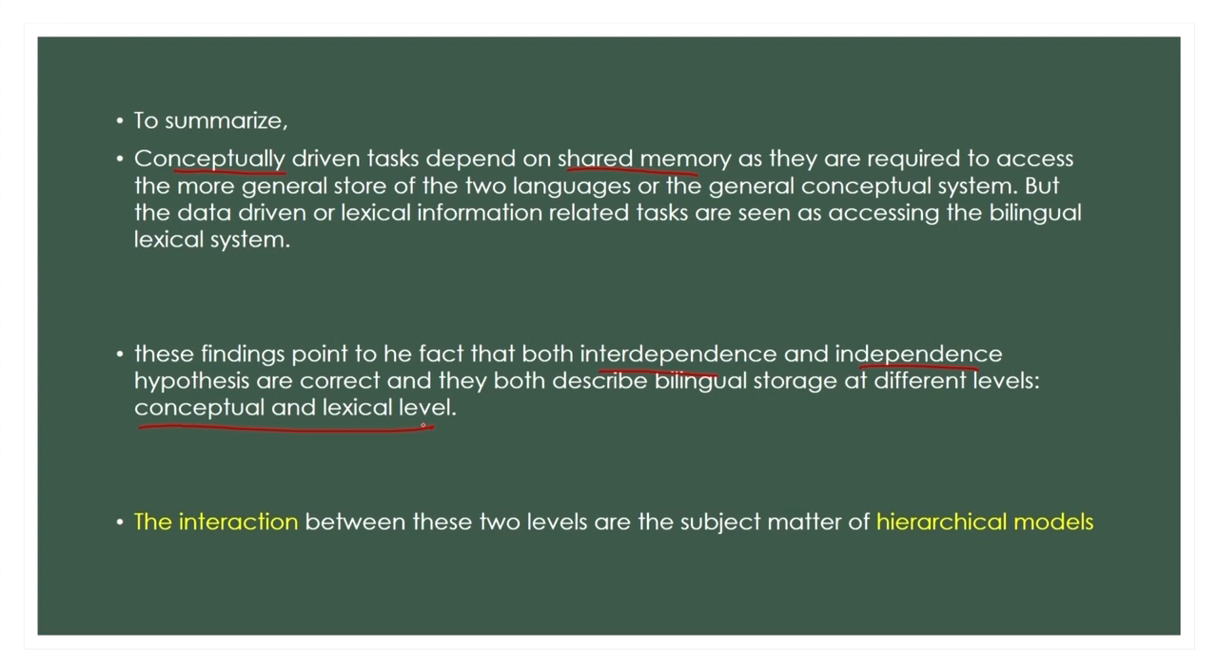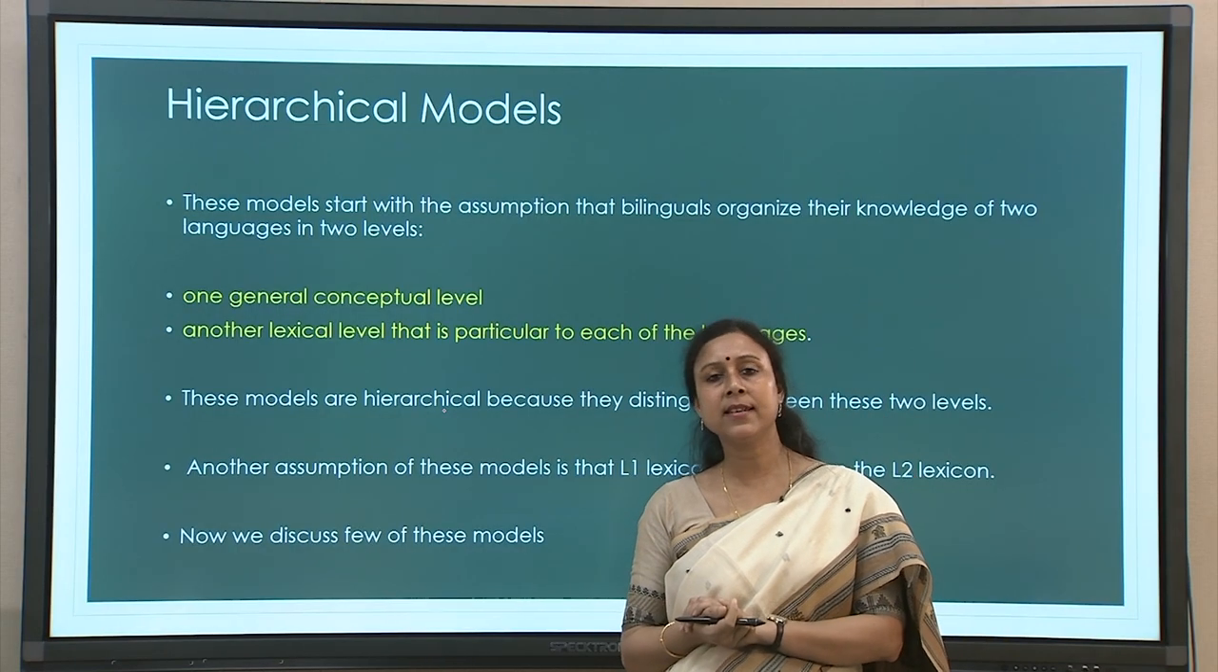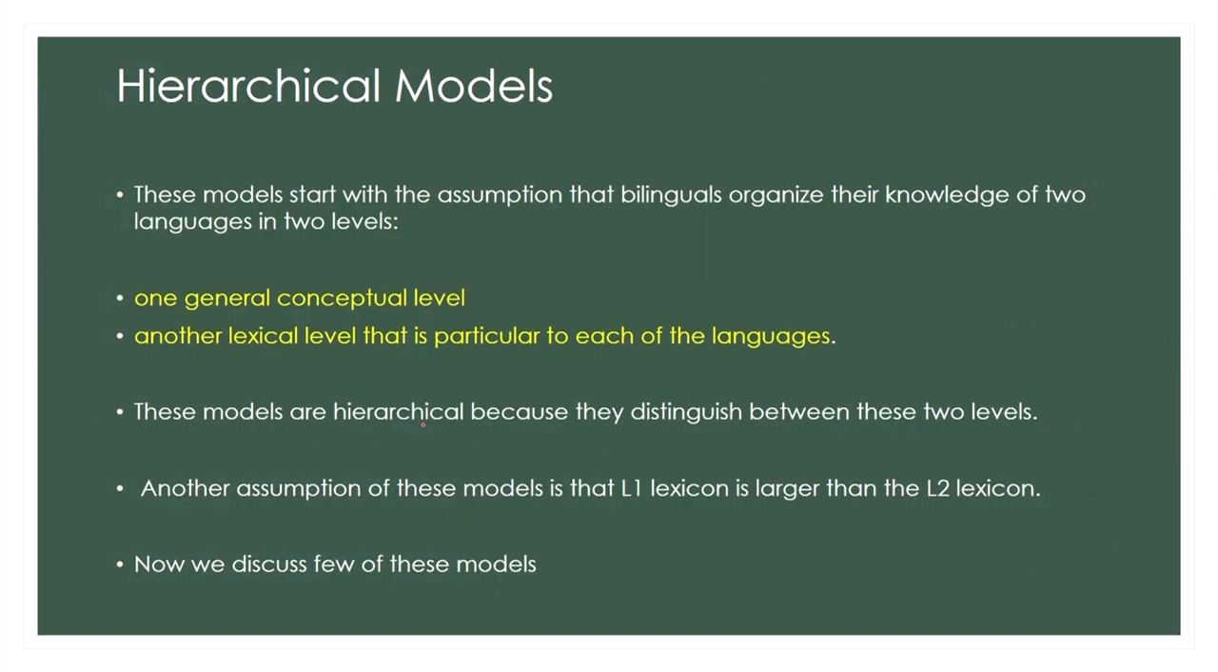So there is the interaction. Now, how do the lexical level and the conceptual level interact? That is the matter of hierarchical models in bilingual language processing research. Hierarchical model, why? They start with the basic assumption that bilinguals organize their knowledge of language at two levels, the conceptual level and the lexical level. So the general conceptual level is one and the lexical level is the other.